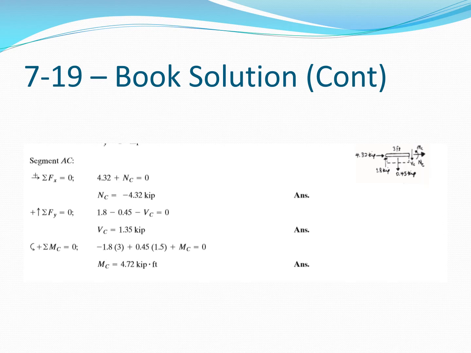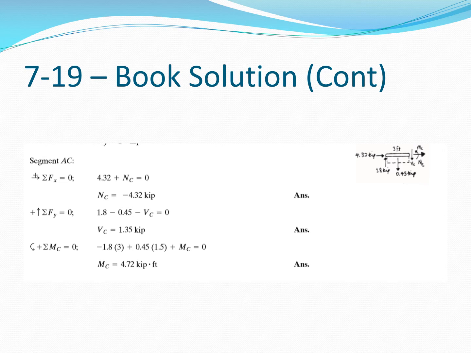And then of course they did a moment at point C. Remember, your free moments don't cancel out. So you've got MC, and then you have your forces that are acting. So you've got your 1.8 kips and your 0.45 kips. Those are creating a moment at point C. They solve that, and they get the moment at point C.